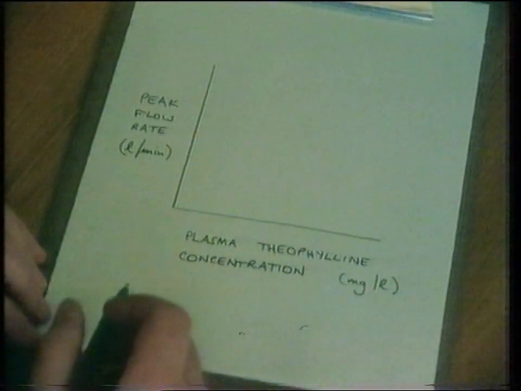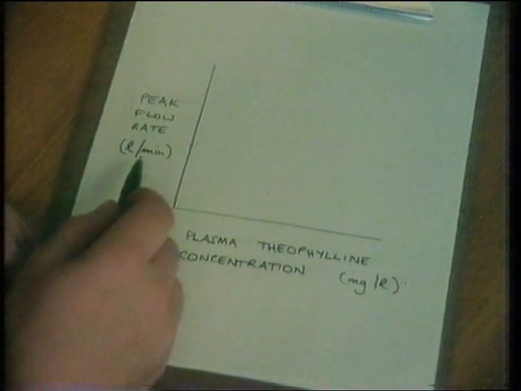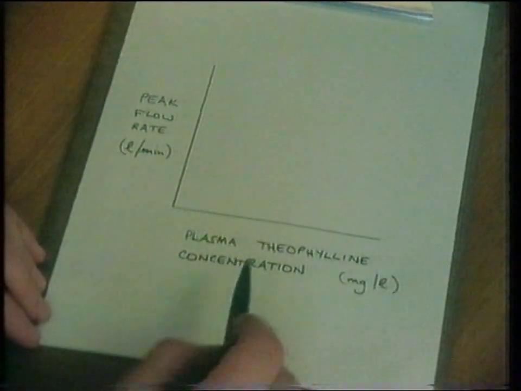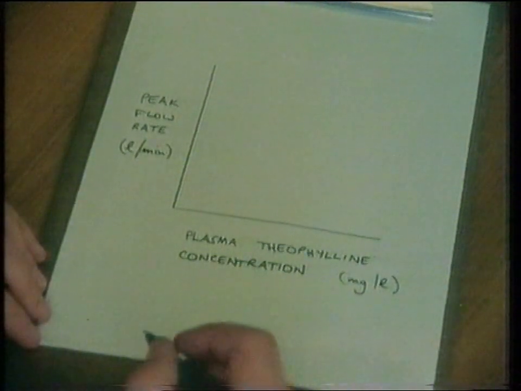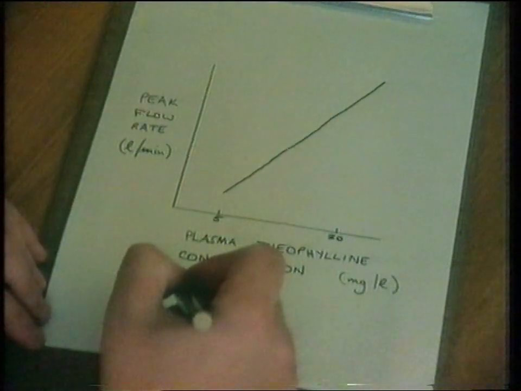If we then relate the peak flow rate in an individual patient to the plasma concentration of theophylline, we find that there is a relationship between the peak flow rate in litres per minute, that's the ability of the patient to breathe properly, and the concentration of theophylline in his plasma, which we've measured in milligrams per litre. In fact, it's a linear relationship between plasma concentrations of about 5 milligrams per litre and about 20 milligrams per litre. The peak flow rate increases linearly with increases in plasma theophylline concentration.